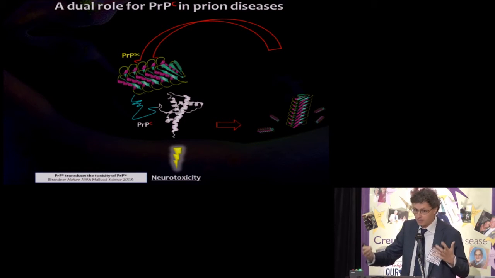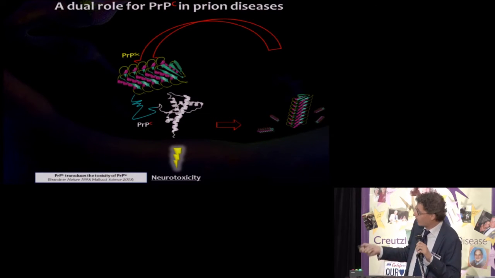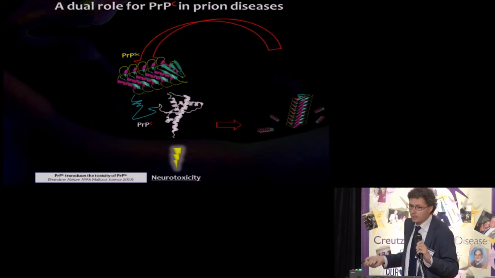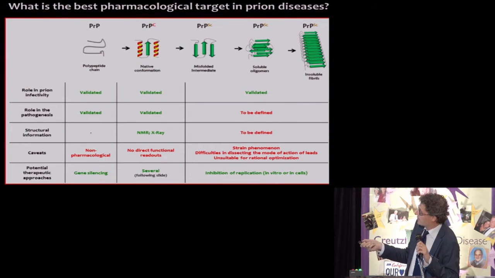In that case, it may be a mechanical thing, but probably that's not what happened in the real disease. So PrPC is part of the game. That's the important thing, because now if we go back to the pathway of the prion, let's pose this question: what is the best pharmacological target in prion diseases?